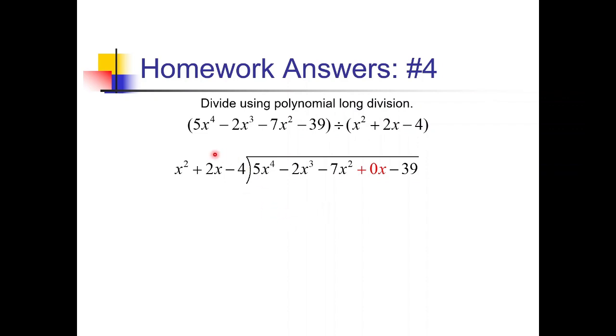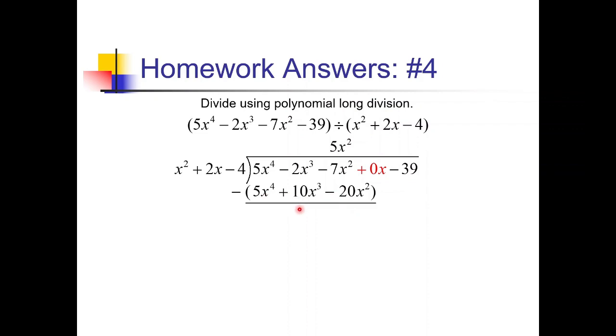Okay, so we've got lead term x squared into the other lead term, 5x to the fourth. 5x to the fourth divided by x squared is going to be 5x squared, which I'll put in my squared column here. Multiplying that by my divisor, 5x squared times x squared is 5x to the fourth, which is as expected. 5x squared times 2x gives us 10x to the third. And then 5x squared times negative 4 is negative 20x squared.